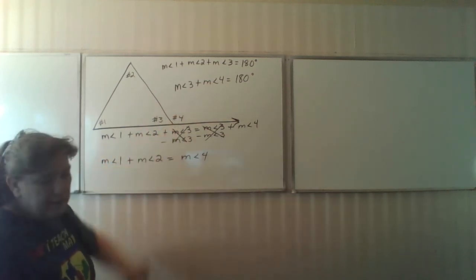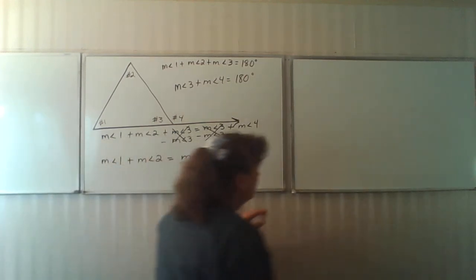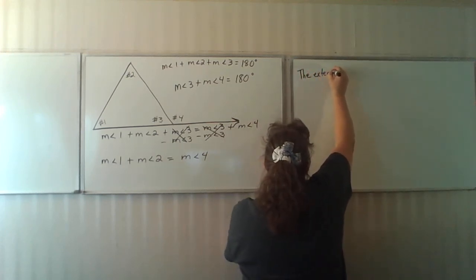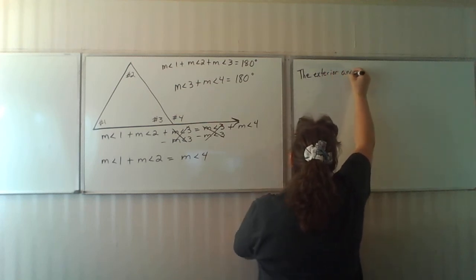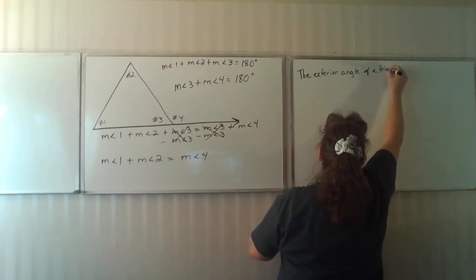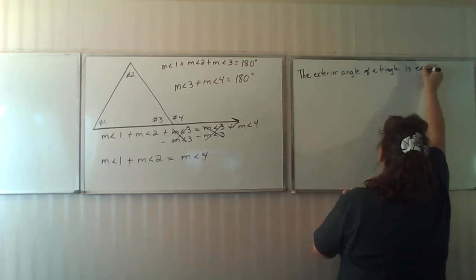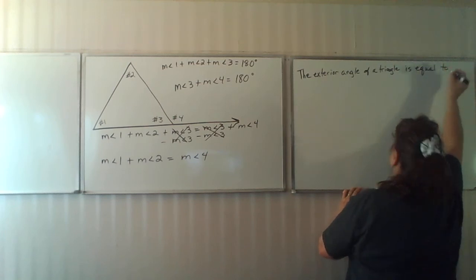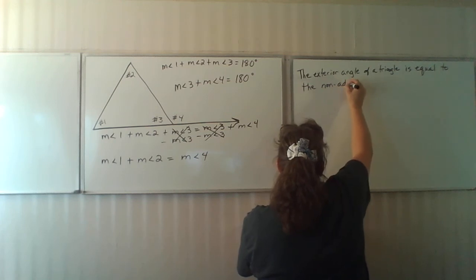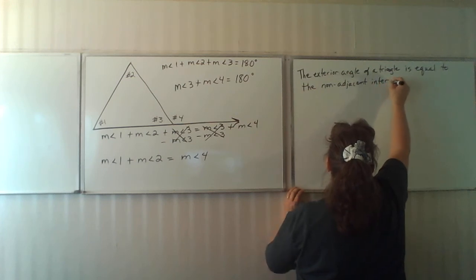Therefore, the exterior angle of the triangle is equal to the non-adjacent interior angles of the triangle.